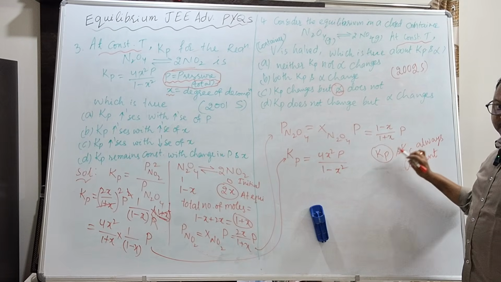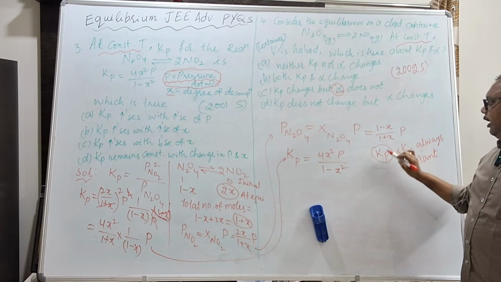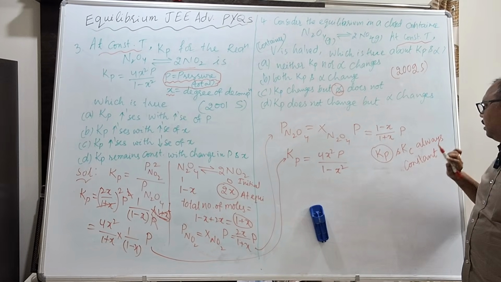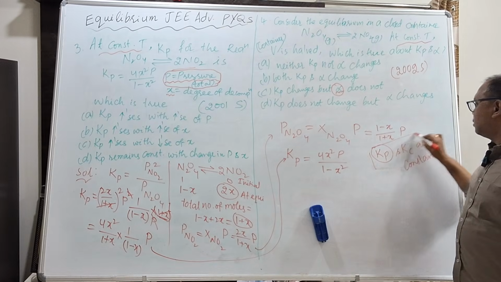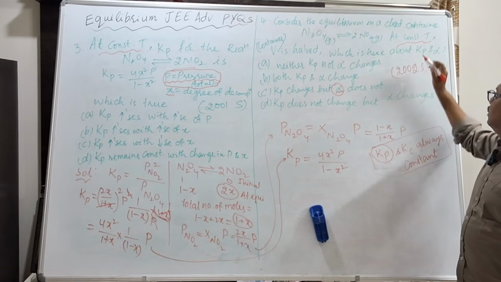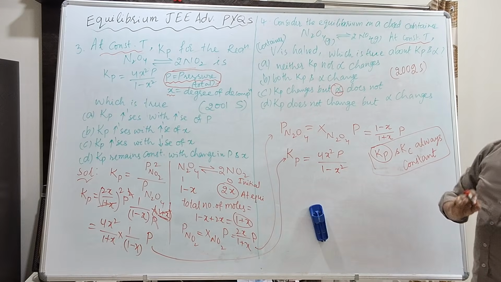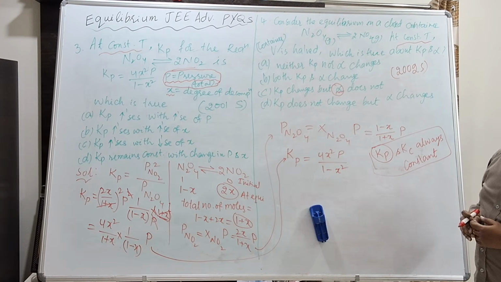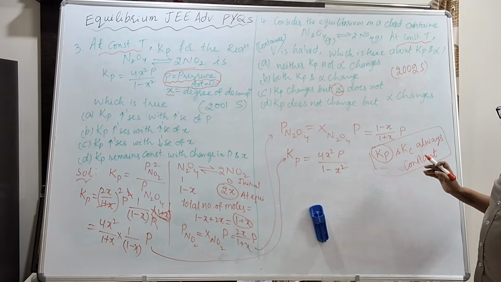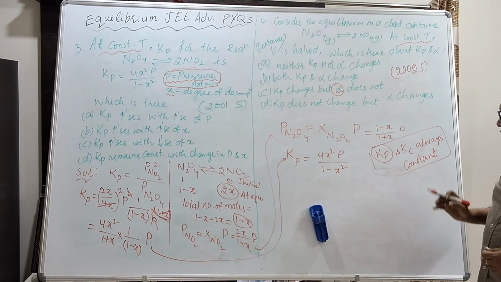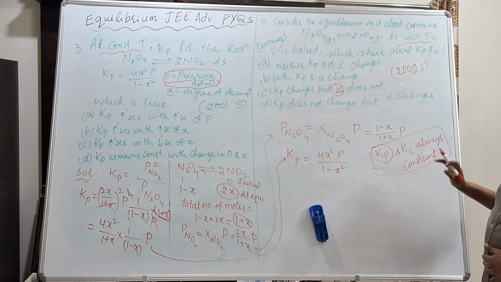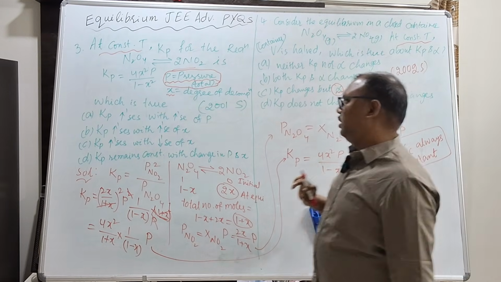Kp and Kc, these are equilibrium constants in terms of pressure and in terms of concentration. They are always constant except for temperature. Only they depend on temperature. We have to consider that. Keep that in mind. And one more thing we have to keep in mind here: since the temperature is constant, Kp does not change.